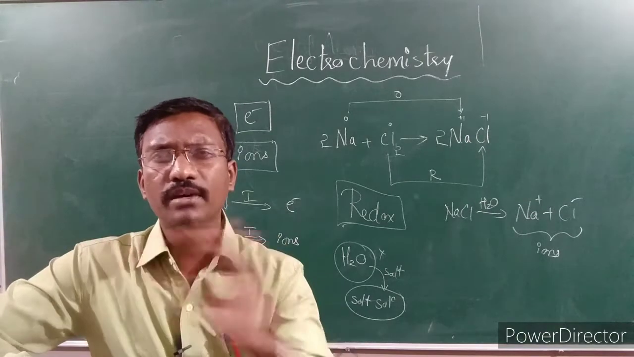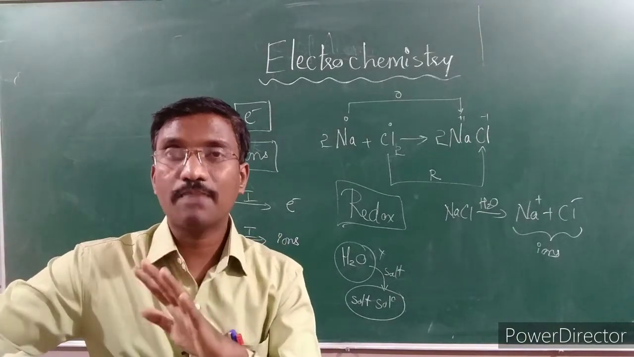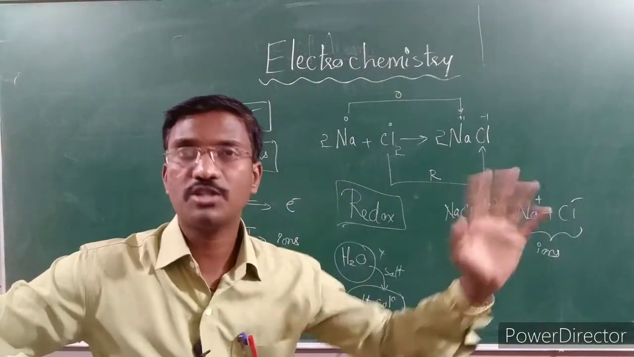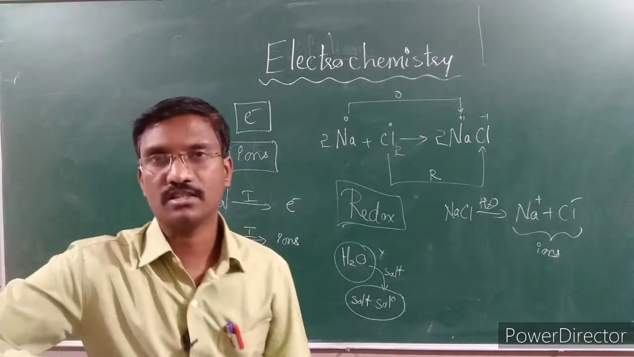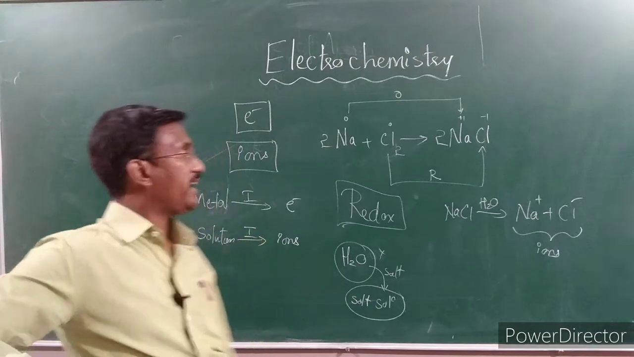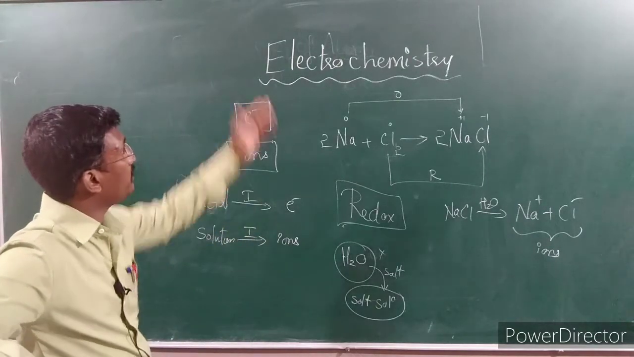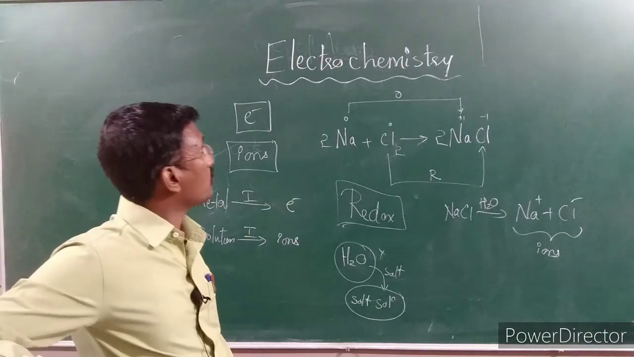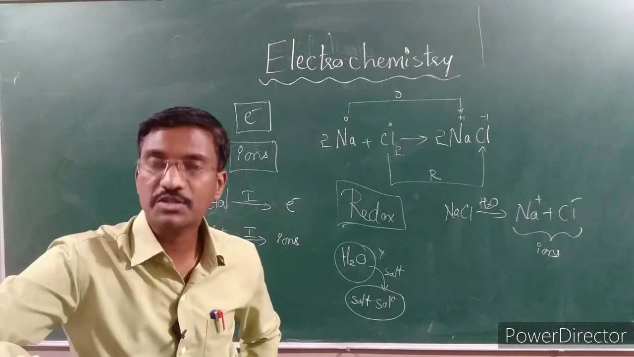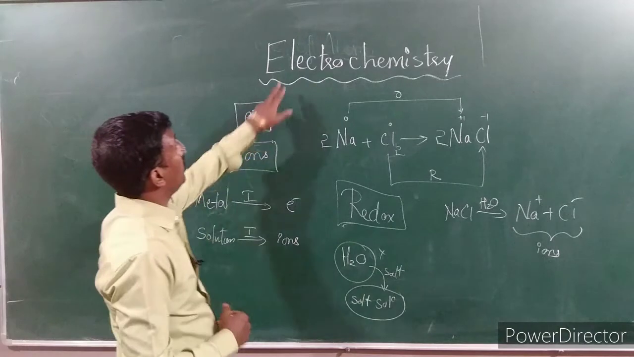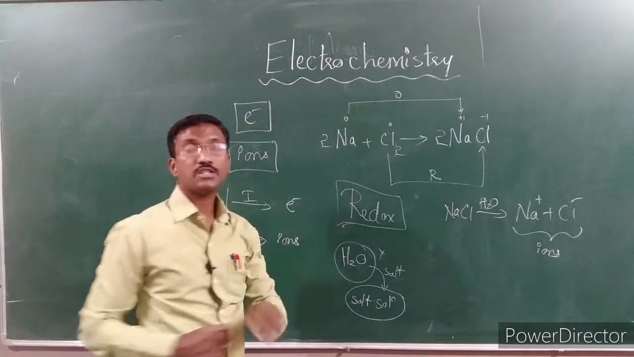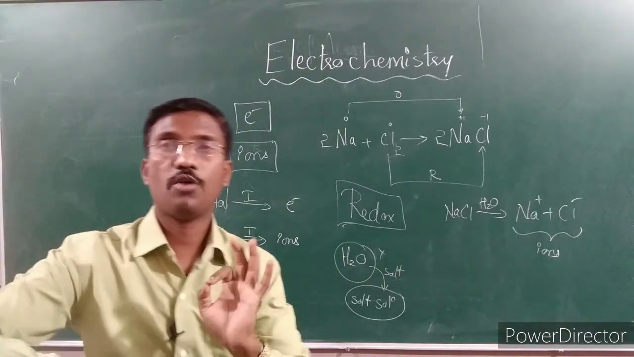So this is the best and most important fundamental thing throughout this chapter. If you forget this concept, you can't enjoy this chapter. This is a basic thing. That's why I took 10 minutes to explain the meaning of electrochemistry. Electrochemistry is a branch of chemistry which deals with the study of generation of electricity from a spontaneous chemical reaction.